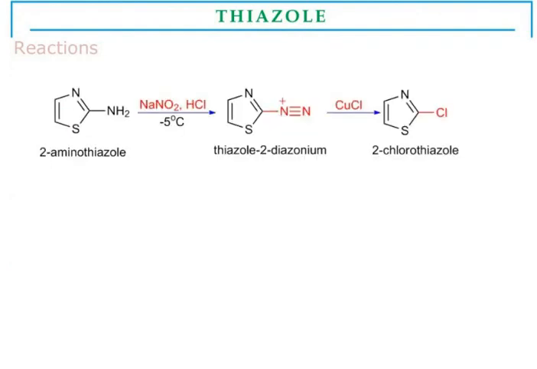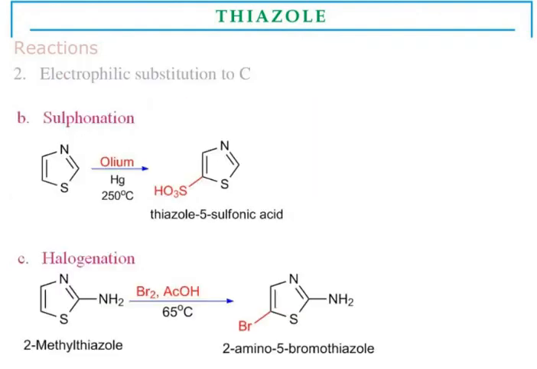Now you can see the electrophilic substitution to carbon. Sulfonation gives thiazole-5-sulfonic acid. Then again you have to think about position 5. Think about the oleum, mercury, 215 reaction conditions. You know everything at this stage, you just have to practice it. 2-methylthiazole gives 2-methyl-5-bromothiazole.